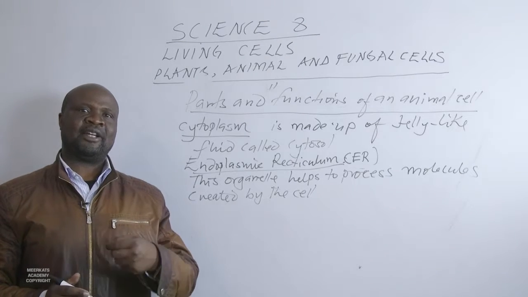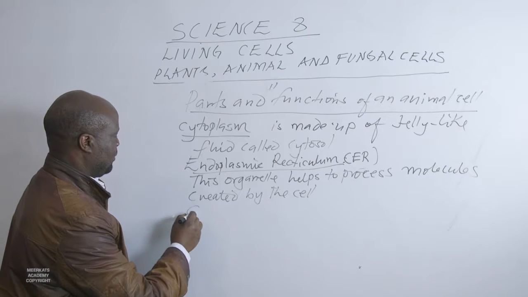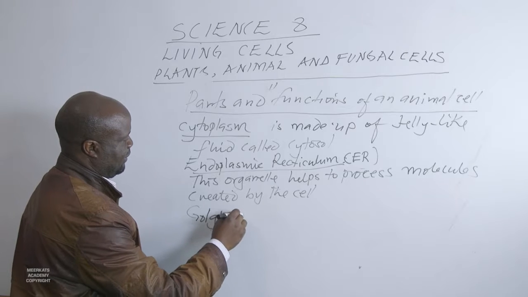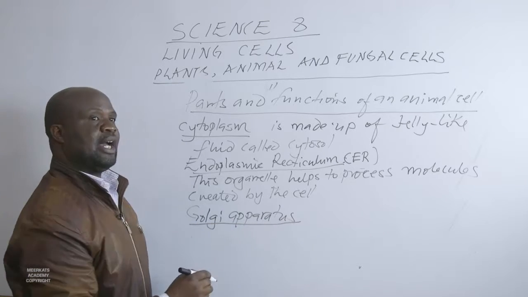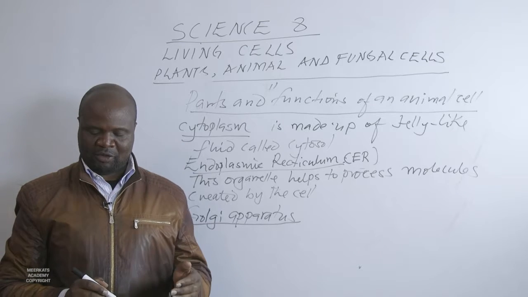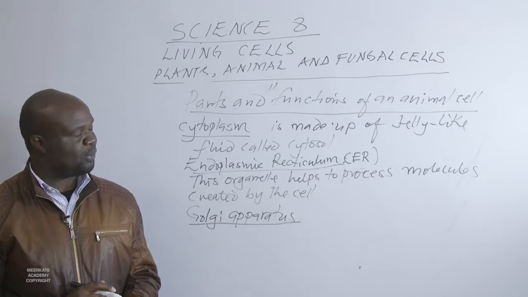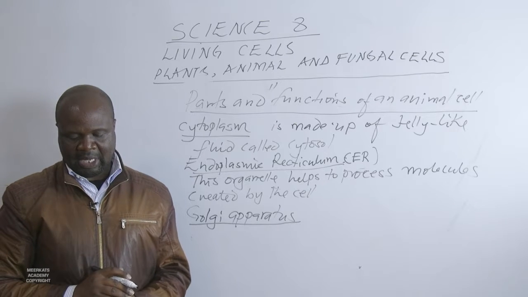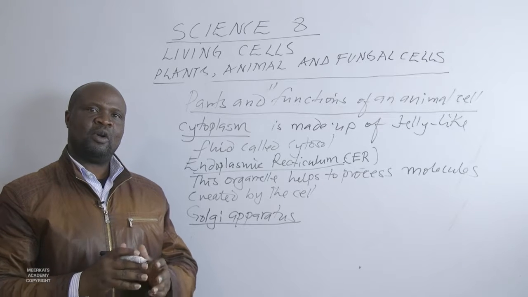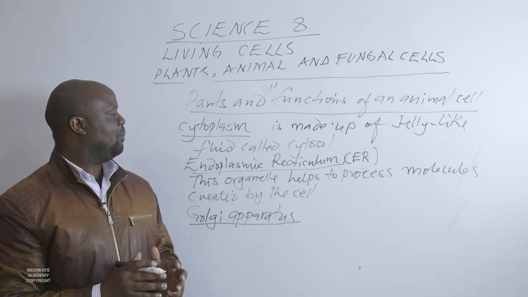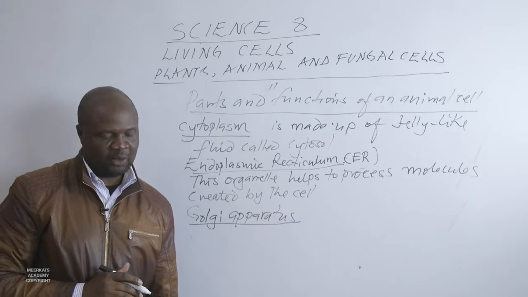We can go also to another structure that is within the cell, and this structure is called Golgi apparatus. Now, what are Golgi apparatus? What are their functions? We are told the Golgi apparatus package the molecules processed by endoplasmic reticulum to be transported out of the cell. It is an organelle that is responsible for packaging the molecules that have been produced by endoplasmic reticulum ready to be transported outside the cell.